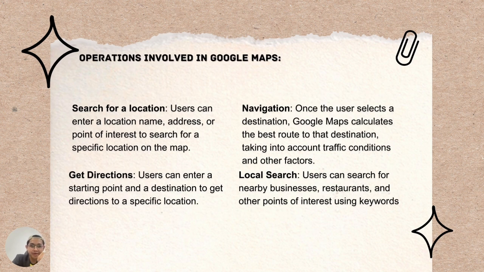Now for the operations involved in Google Maps, they have the search for a location operation, where users can enter a location name, address, or point of interest to search for a specific location on the map. And also navigation. Once the user selects a destination, Google Maps calculates the best route to that destination, taking into account traffic conditions and other factors. And also get directions. Users can enter a starting point and a destination to get directions to a specific location. And last but not least, local search. Users can also search for nearby businesses, restaurants, and other points of interest using keywords.